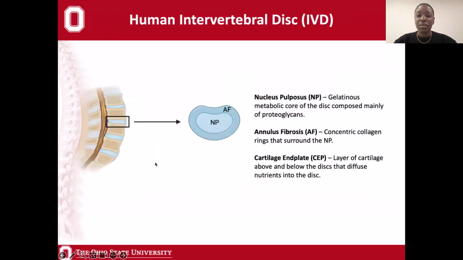The human intervertebral disc can be characterized into three distinct tissue types. There's the nucleus pulposus, which is the metabolic core of the disc. This is comprised mainly of proteoglycans, which gives it a gelatinous texture. Around the NP, there's the annulus fibrosus. These are concentric collagen rings that surround the NP and give the disc structural support. Not pictured here, there's the cartilage end plate, which is a layer of cartilage that can be found above and below the disc that allows nutrients to diffuse.